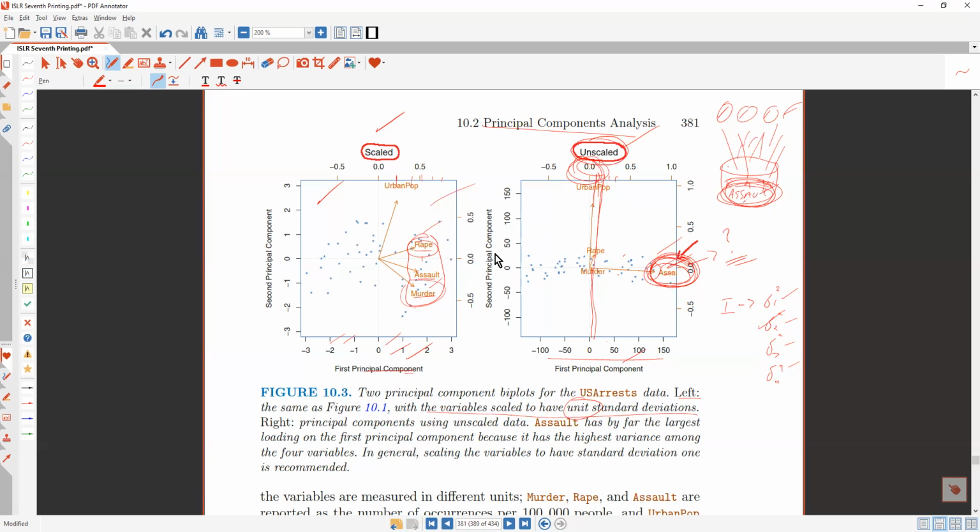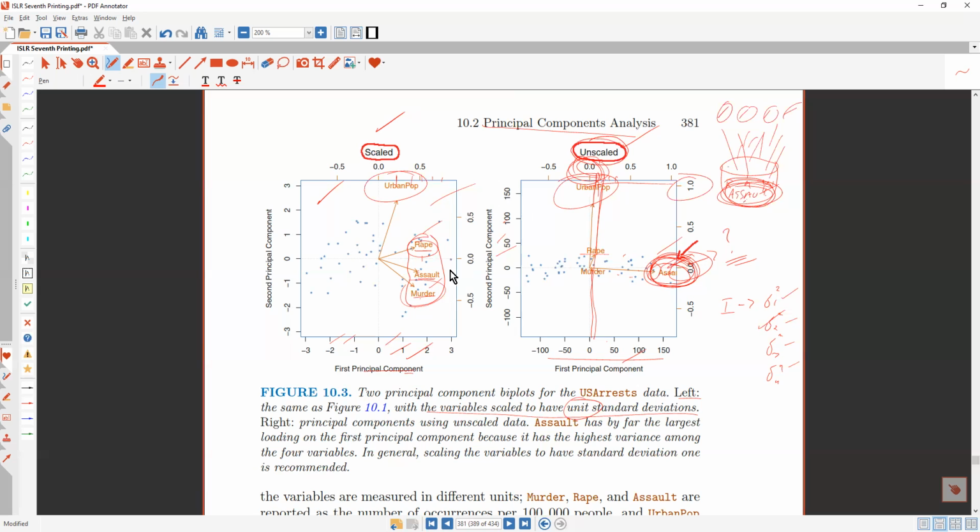You can see the effect for the second principal component too is urban pop up here. Urban pop is dominating on the second component, right? It's got a huge loading over here, whereas these are all close to 0. So it's similar in terms of the effect that urban pop is having, but it's the assault one that really stood out here.